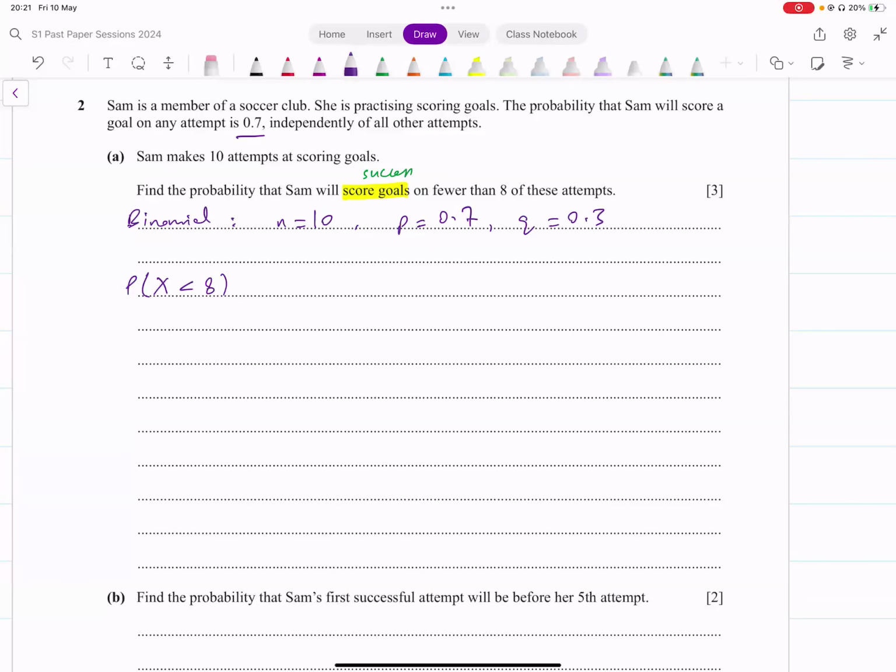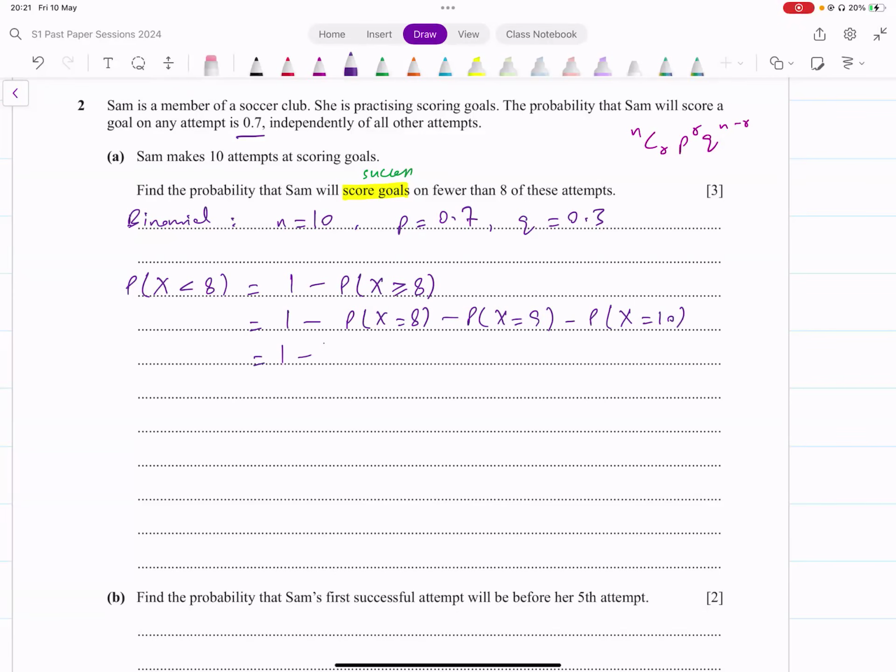We could reverse this. We could say that's the same thing as saying 1 minus probability of X greater than or equal to 8, which is X equal to 8, X equal to 9, and X equal to 10. These are the 3 possibilities that we've got. What's the formula that we've got for this? nCr p raised to power r, q raised to power n minus r. What do we get from this?